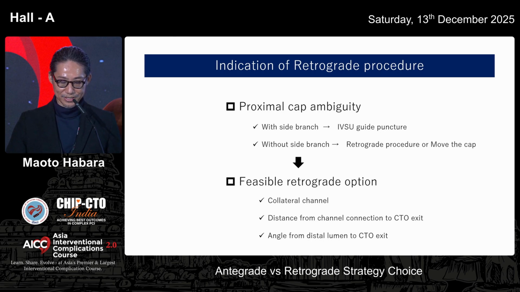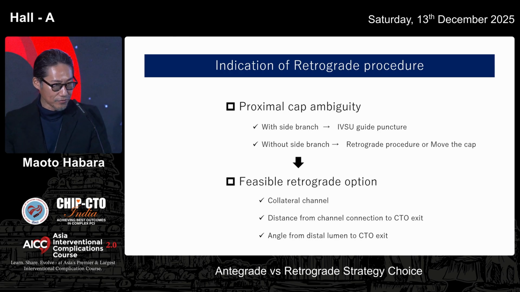When there is proximal cap ambiguity, we usually check with IVUS-guided puncture without a side branch at that time. For the retrograde procedure, maybe a United States physician would consider moving the cap, and at that time, what is better to consider? I think the feasible retrograde option: the channel collateral, the distance of the channel connection to the CTO exit, and the angle of the distal lumen CTO exit. These 3 points are very important for considering a retrograde procedure.